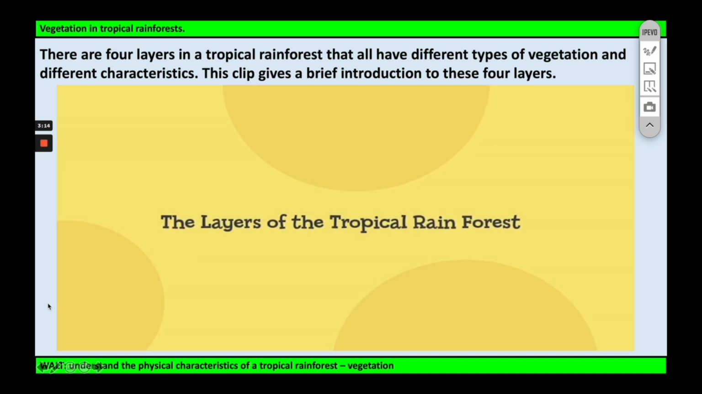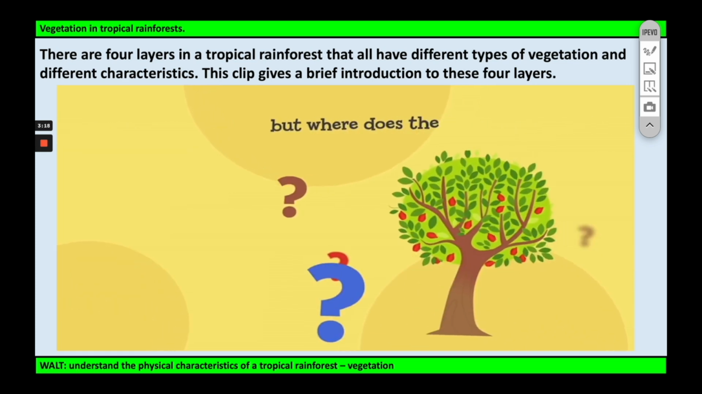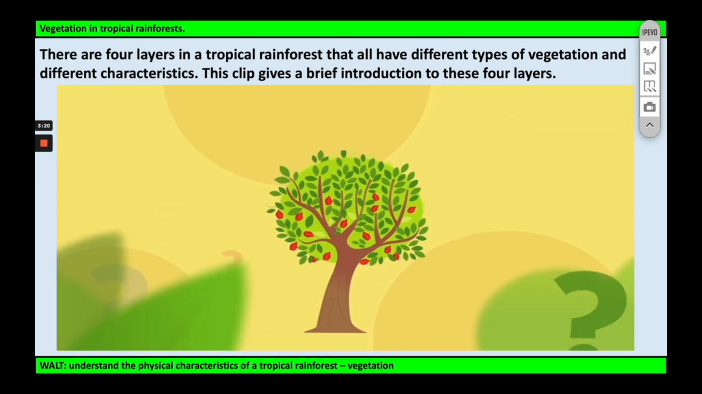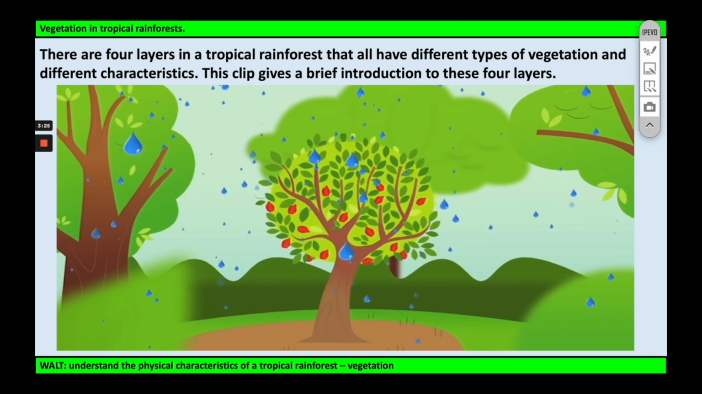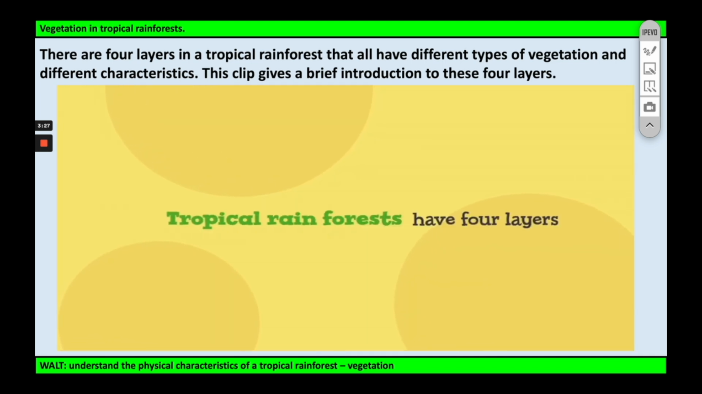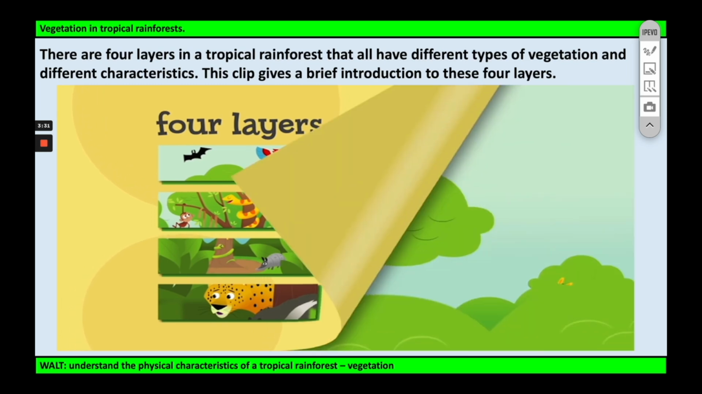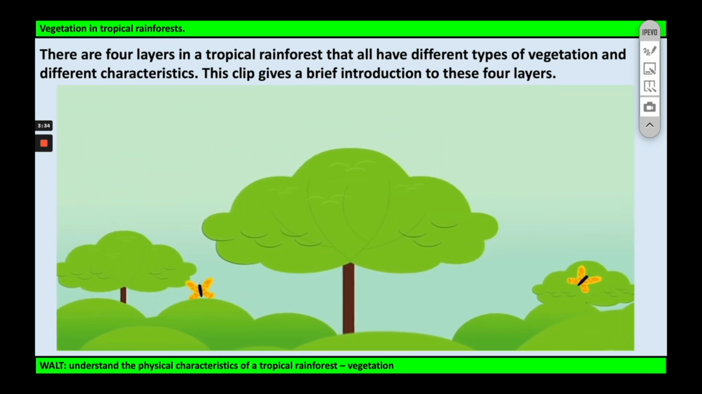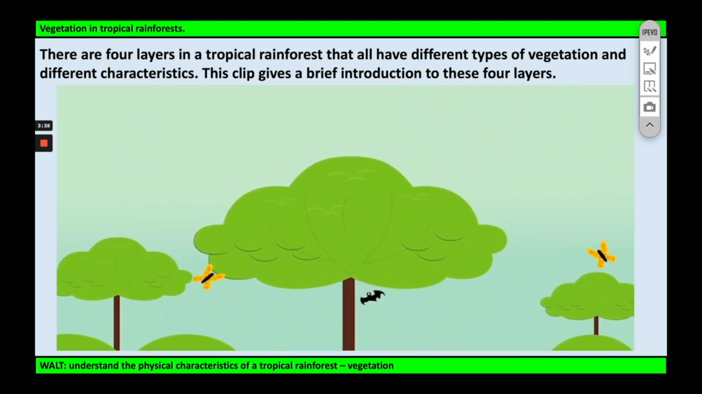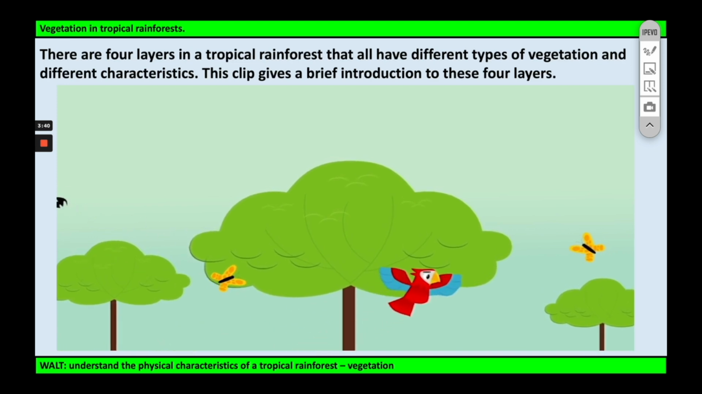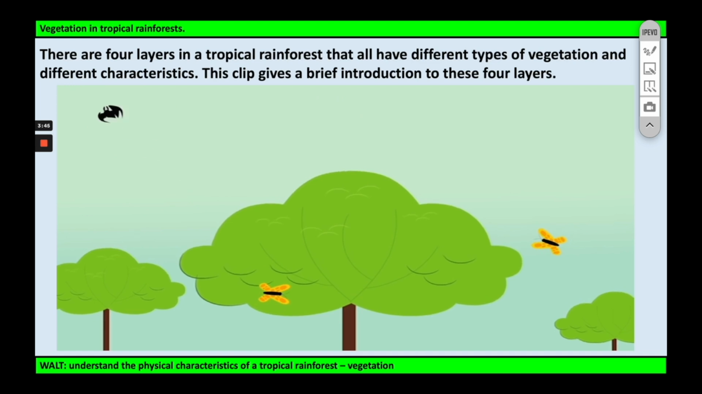The layers of the tropical rainforest. Chocolate may come from the cacao tree, but where does the cacao tree come from? The cacao tree is native to the tropical rainforests of South and Central America. Tropical rainforests have 4 layers, each with its own kind of plants and animals. The emergent layer contains the tops of the very tallest trees, 100 to 240 feet high, that peek out above the shorter trees of the canopy. This layer is home to the birds, bats, and butterflies.